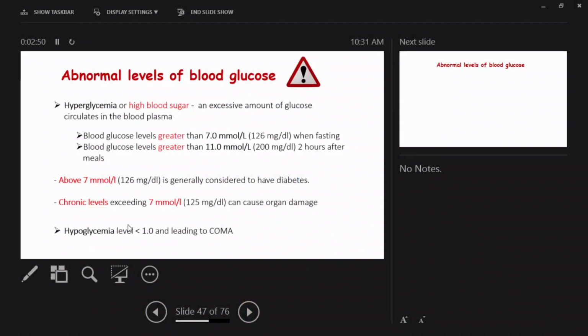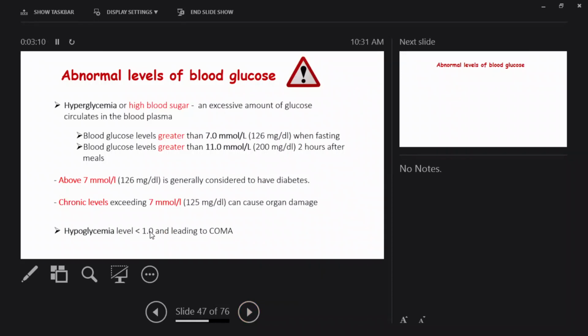For hypoglycemia, a low blood sugar level is called hypoglycemia. So when the blood sugar level is very low, this is where it's really dangerous and leading to coma. Why is it like that?